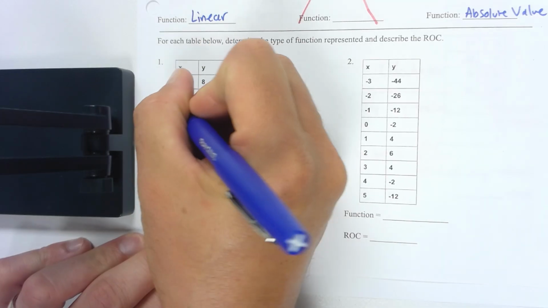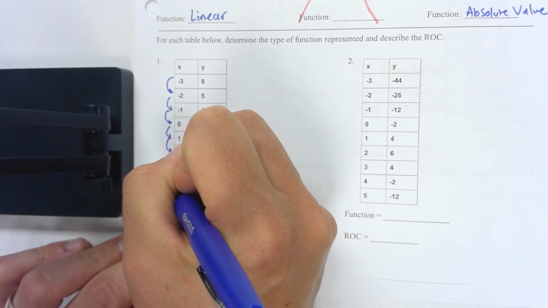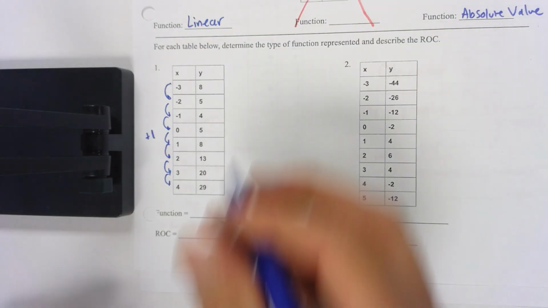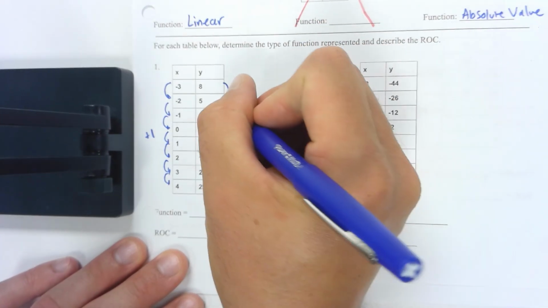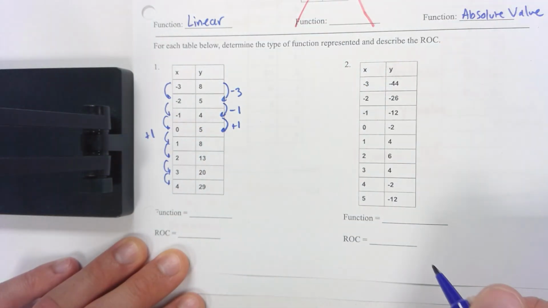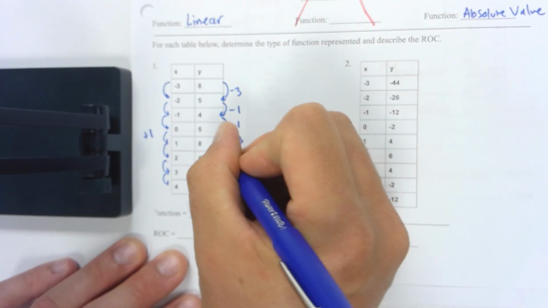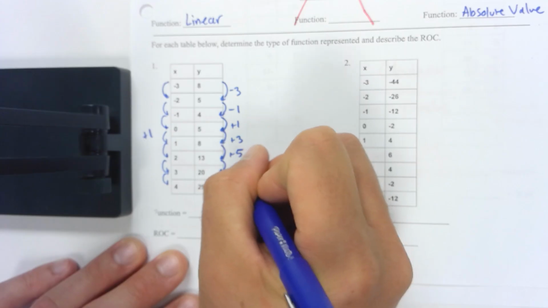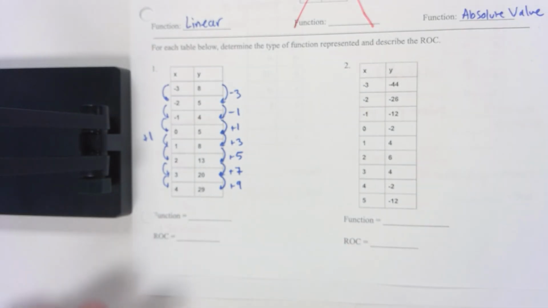So every time we see a table, we'll always fill in our arrows. If it's all plus 1, we can just write that once. Okay, but then with the y's, we need to find each one here. So 8 to 5 is minus 3. 5 to 4 is minus 1. 4 to 5 is plus 1. 5 to 8 is plus 3. 8 to 13 is plus 5. And 13 to 20 is plus 7. And the last one, plus 9.